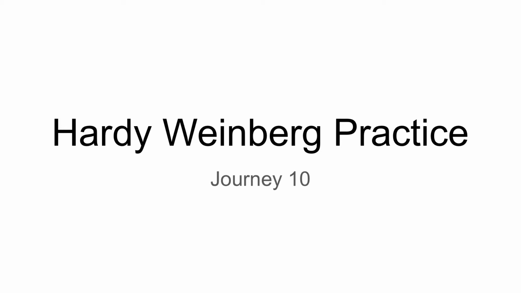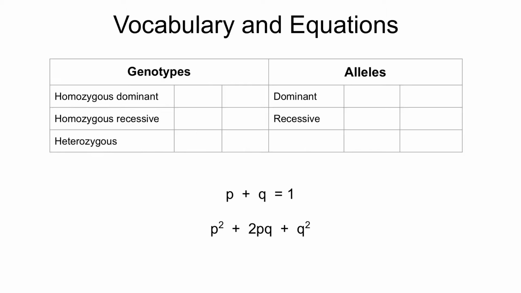Okay, so again, we are going to do a workshop on the Hardy-Weinberg equilibrium. The Hardy-Weinberg equilibrium is an equation that is used to analyze genotypic frequencies and allelic frequencies in populations in nature. And so, in order to be able to do these types of problems, there are some vocabulary terms that you need to understand. And so we're going to go over those first.